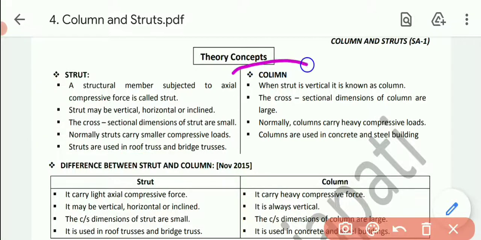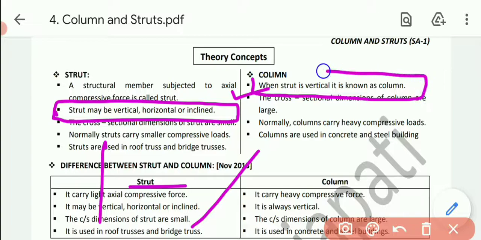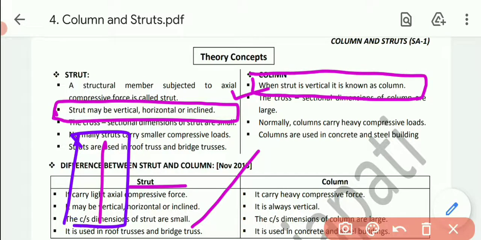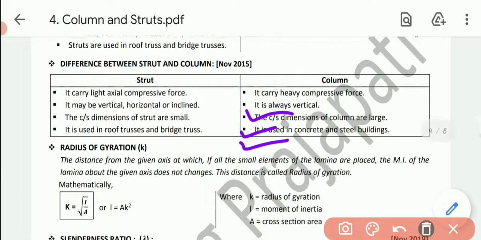Now let's try to understand what is column. So when the strut is vertical, it is known as column. We saw one point over here, strut can be vertical, horizontal, inclined. But over here in the column, whenever the strut is vertical, it is known as column. So ultimately we can say this vertical strut is known as column. The cross section dimensions of the column are large. Normally the columns carry heavy loads, and columns are used in the concrete and steel building. So this is the basic difference between column and strut.